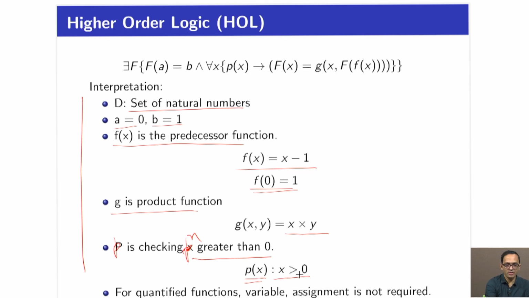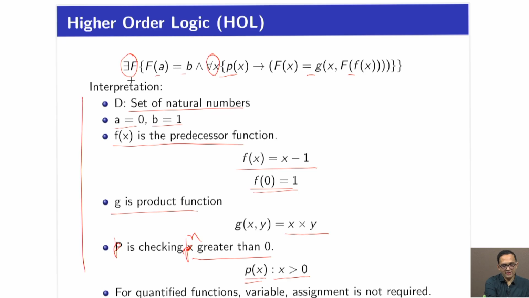So, I have defined A, I have defined B, I have defined P, I have defined G, I have defined F. I do not have to define F and X because they are quantified. I have to show that for all possible values of X in this domain, in the set of natural numbers, and there exists one function F. So, let us understand the meaning of this formula here.